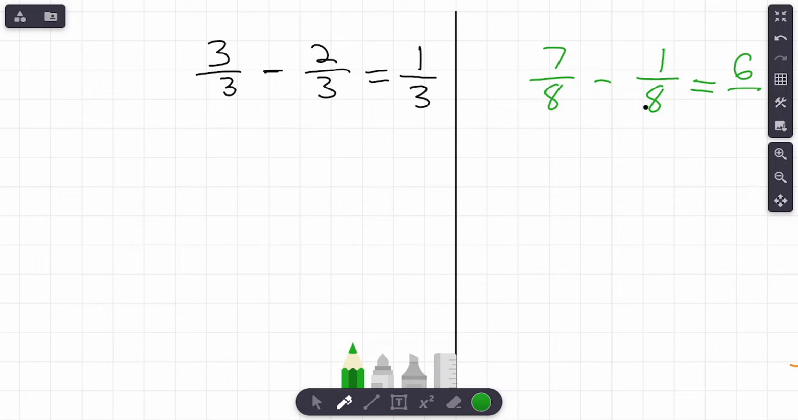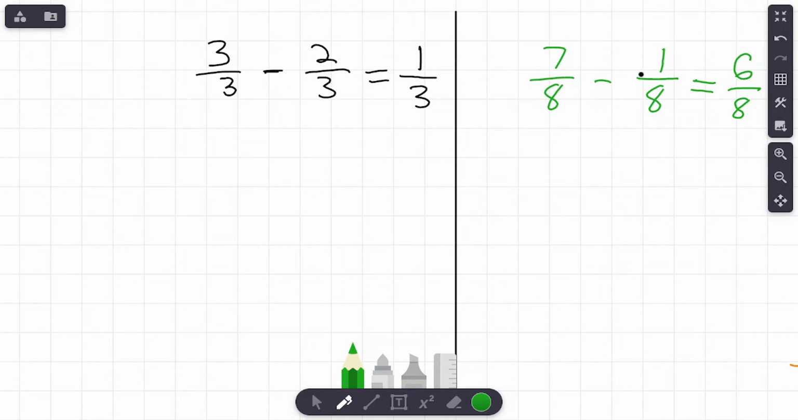Do we subtract the denominators? Y'all better be screaming, Mr. C, we never subtract the denominators. Don't subtract the denominators. All right, good. You're understanding it. Nice work. Do not subtract the denominators. Denominators stay the same.